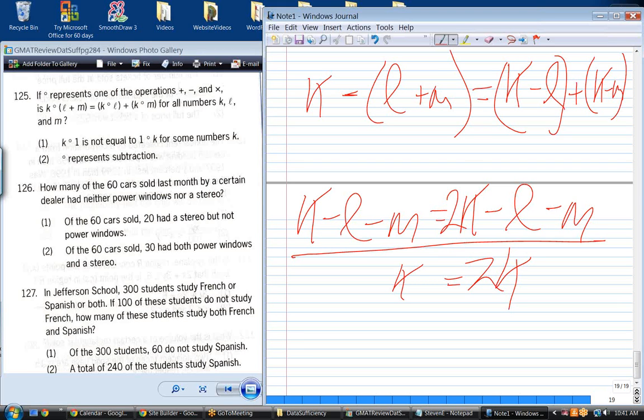K minus L equals K minus M. Can't you factor out a K? No, you're not multiplying. You can't factor out a K over there, but you can certainly combine the two equations to come up with 2K minus L minus M. There's no multiplication, so you can't factor anything.